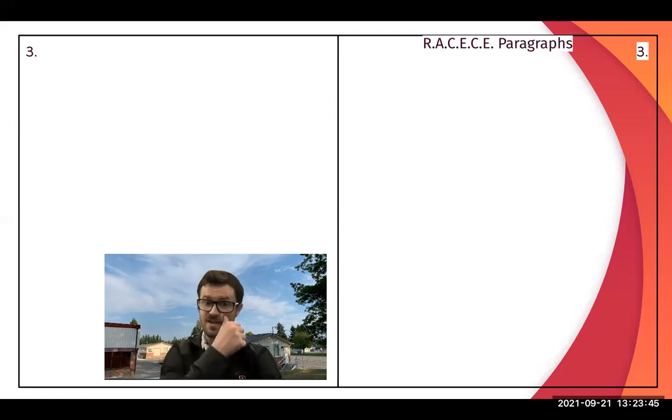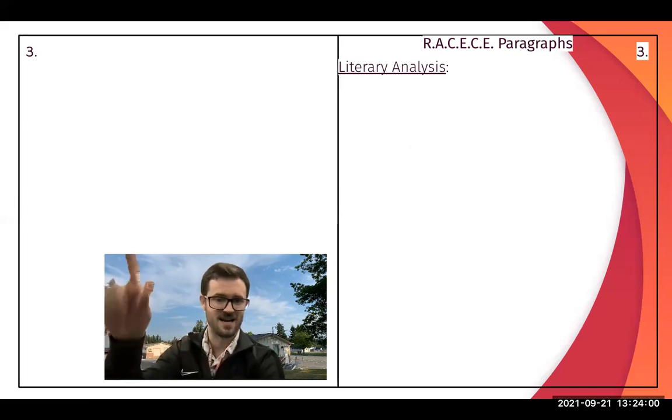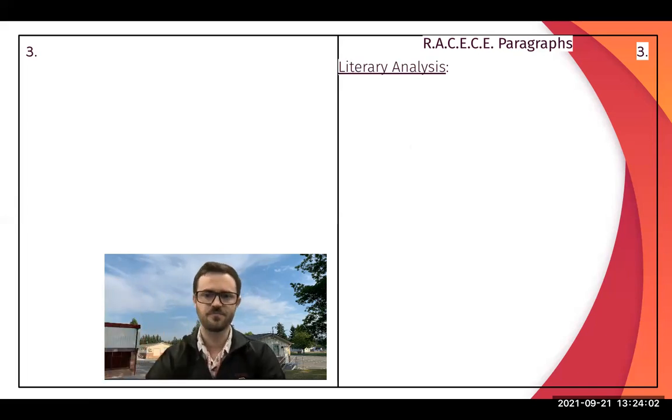Now, when we talk about RACECE paragraphs, this is the main form of analytical writing that we're going to do in this class. And it is a form of writing we call literary analysis. Okay, now as you're taking notes, you're writing all of this down on the right side of page 3. And literary analysis, to a certain extent, is exactly what it sounds like. You're analyzing the literature. But I'm going to give you 2 bullet points in the way of notes for this.